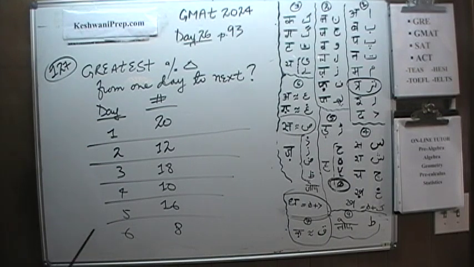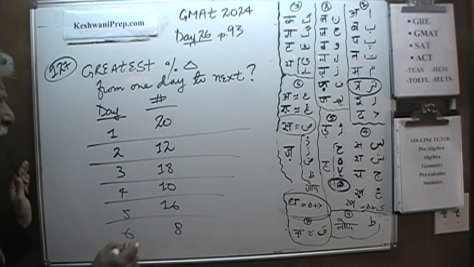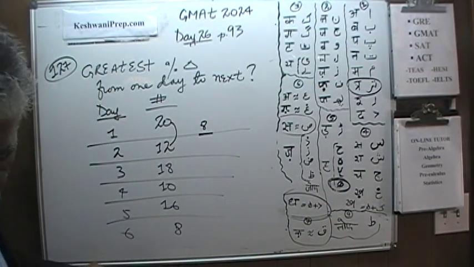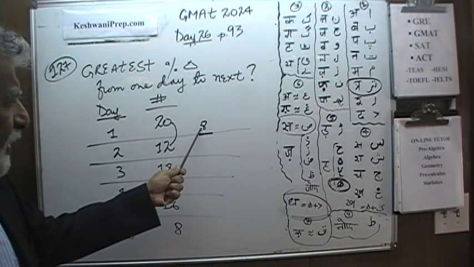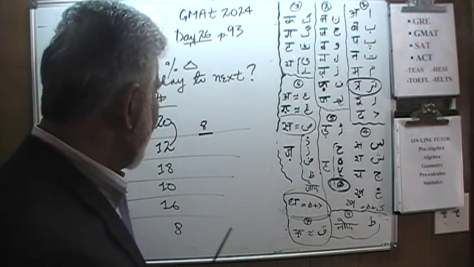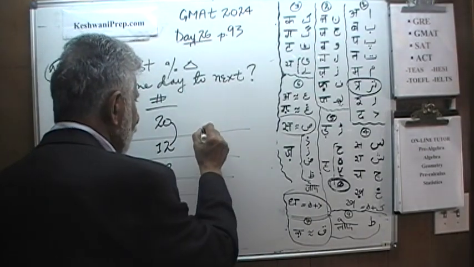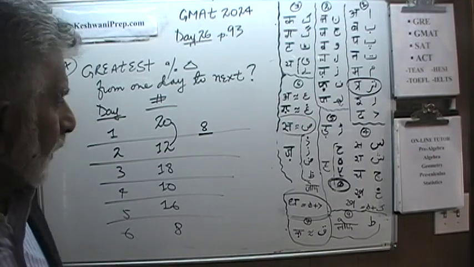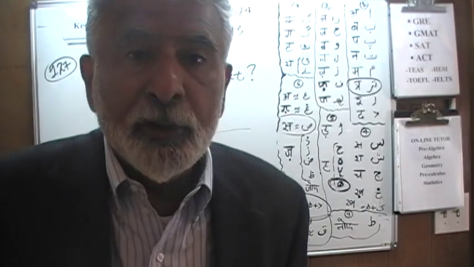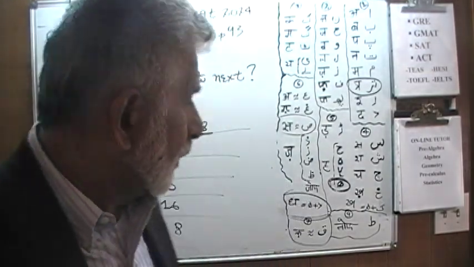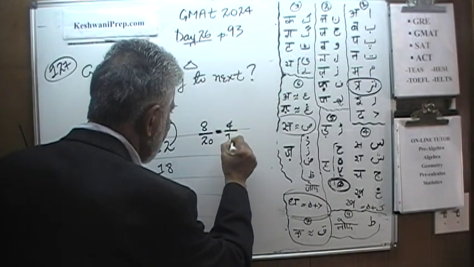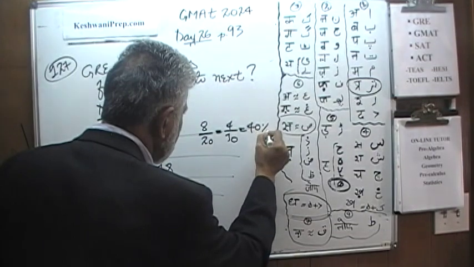Let's begin, shall we? If we compare day 1 to day 2, there's a drop of 8. When we want to find out the percentage change, we always take the change, and what is our point of reference? Our point of reference is always the starting number, not the ending number. What did we start out with? From 20 to 12, it changed by 8. Question is, compared to what? Compared to what we were, which is 20. Which is the same as 4 out of 10, which means this was a 40% change.